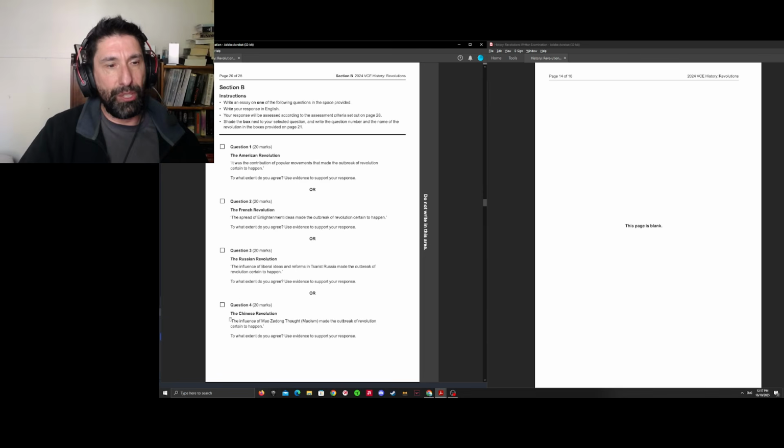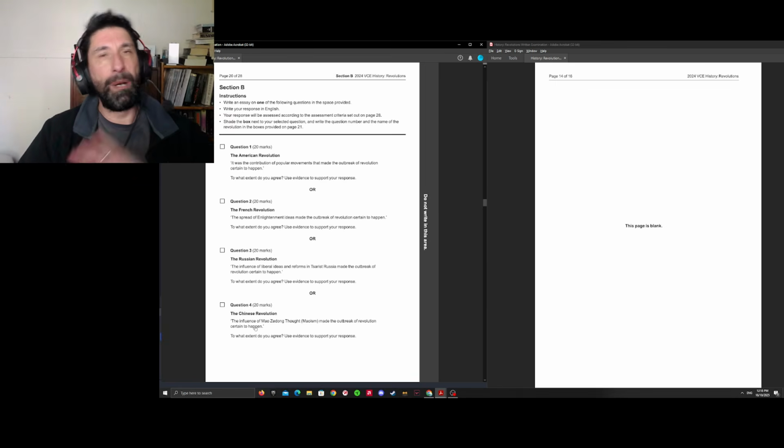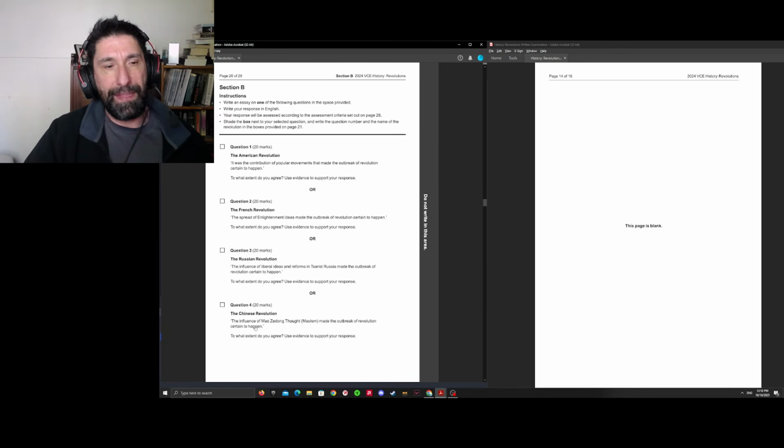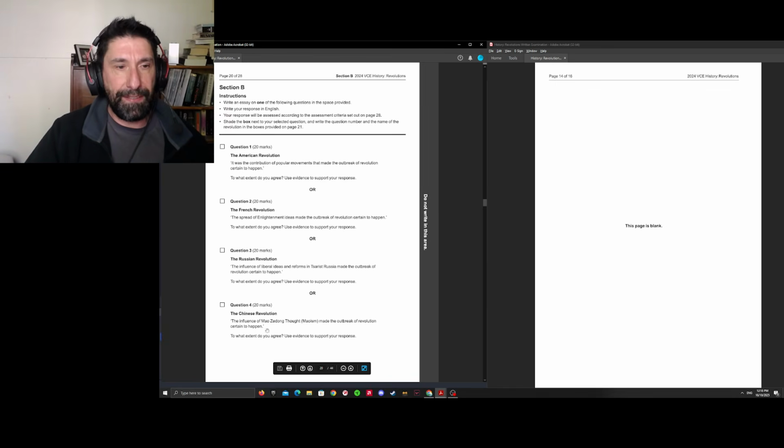The Chinese Revolution, I won't go on too much about this. Once again, though, you cannot just say Mao Zedong thought had very little influence on the outbreak of revolution, and say, all right, that's my point about Mao Zedong thought, and then just go on to all these other factors that caused the 1949 revolution. You have to show your knowledge of Mao Zedong thought. So there's lots of different things you could refer to here.